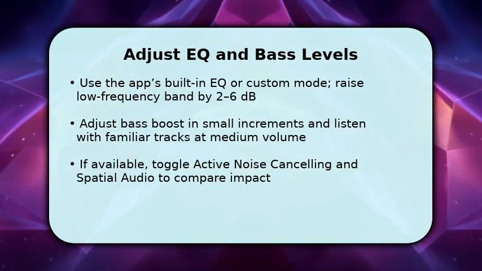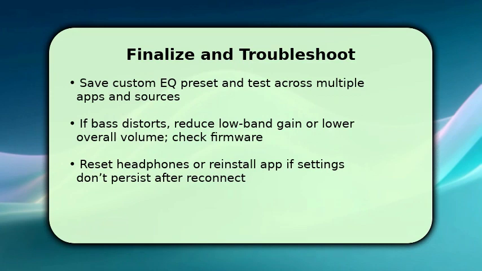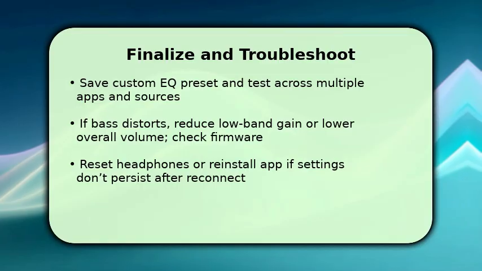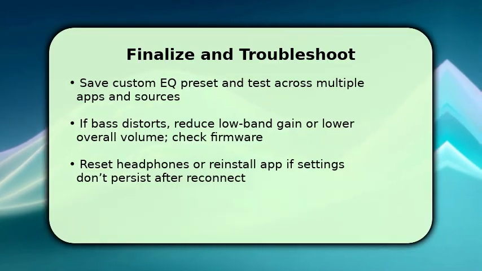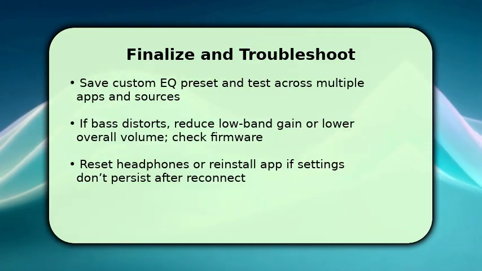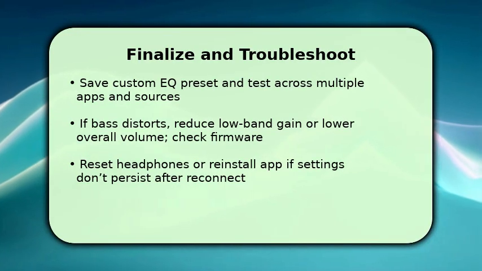You finish by saving your custom preset and confirming it applies to different apps and inputs. Once satisfied, listen on various tracks to ensure consistent bass without clipping. If you hear distortion, immediately reduce the low band gain or lower master volume and retest. Distortion often means DSP overload or firmware mismatch.